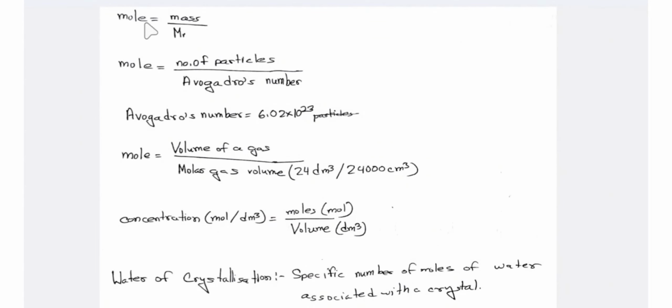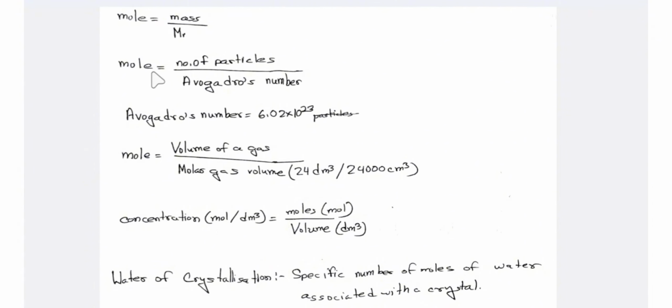These formulas are needed for our calculations. For example, number of moles is equal to mass in grams divided by Ar or Mr. If we need to find the mass, then mass in grams is equal to number of moles times Mr. So mass equals moles times Mr, and moles equals mass divided by Mr.